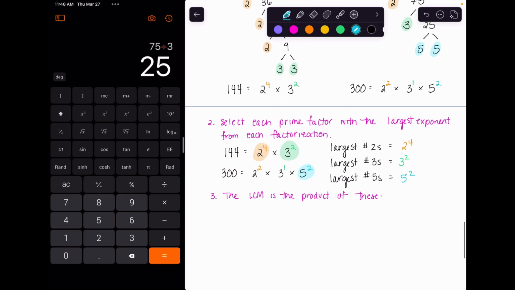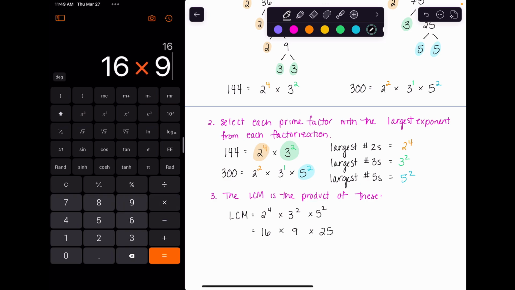So my least common multiple of these two numbers is then just the product of these. So 2 to the 4th, 3 squared, and 5 squared. Well, 2 to the 4th, you don't have a 4th button in your calculator, so you could type out 2 times 2 times 2. But on the phone calculator, you would do 2, then you would go ahead and press this exponent button, and then you press the exponent of 4. So 2 to the 4th is 16. 3 to the 2nd is 9, and then 5 to the 2nd is going to be 25.